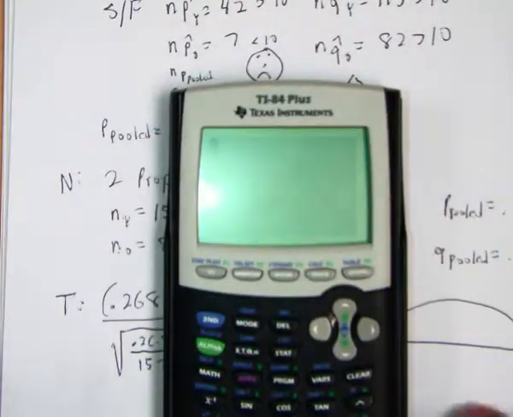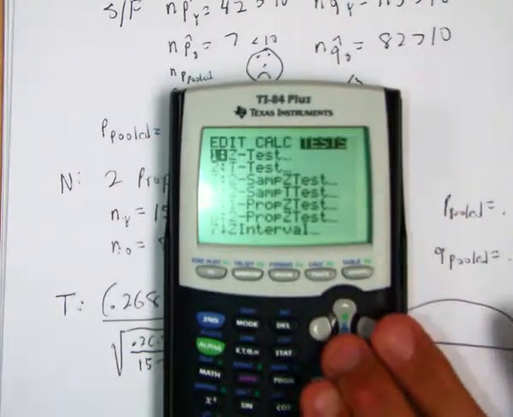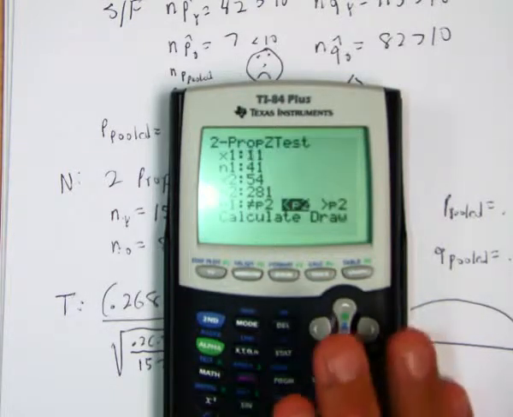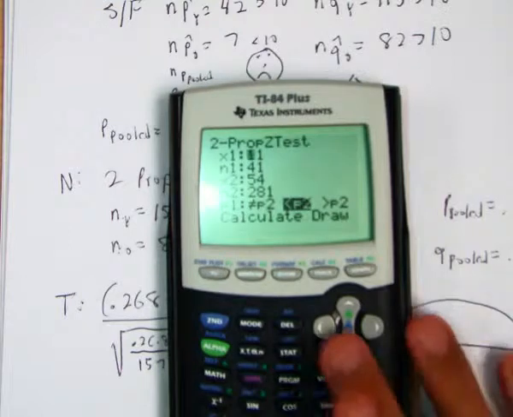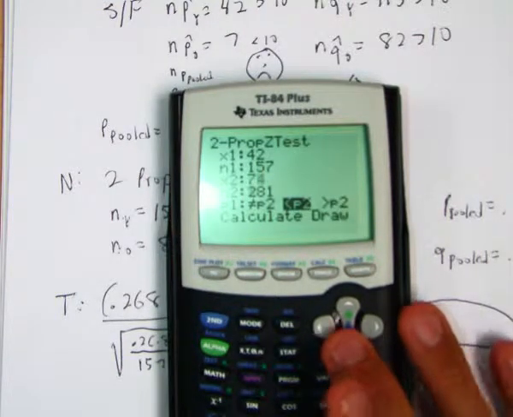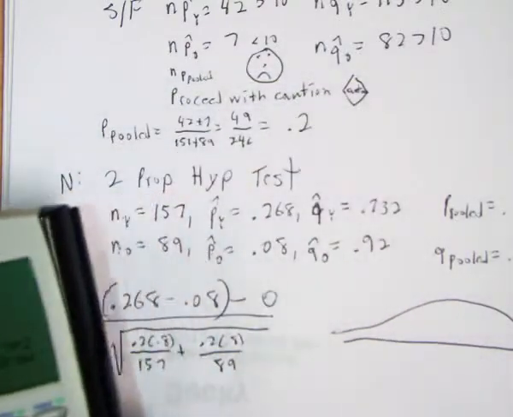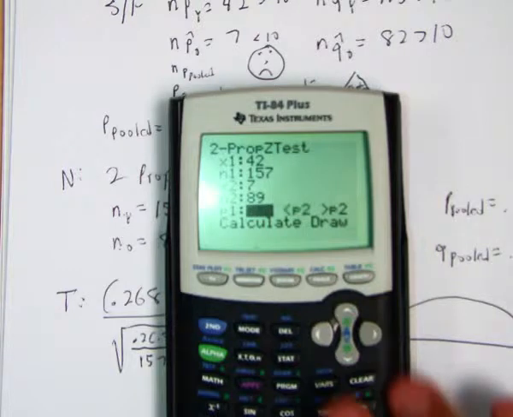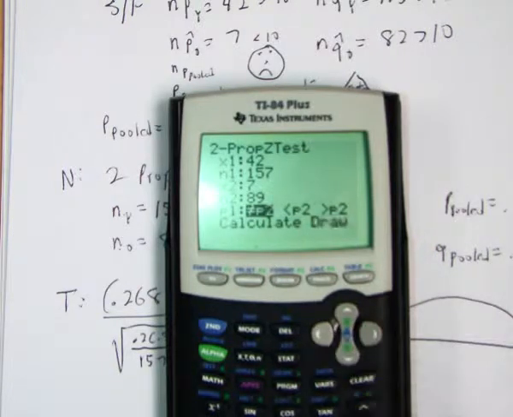Okay, so let's go to our calculator: stat, test, 2-prop z test. Okay, so x sub 1 is 42 out of 157, and then it was 7 out of, what was it, 89? 89. And we're doing a two-tailed test. We're going to draw that up.